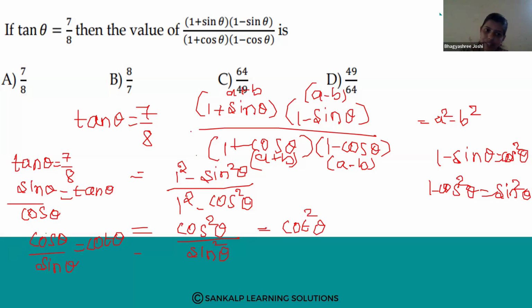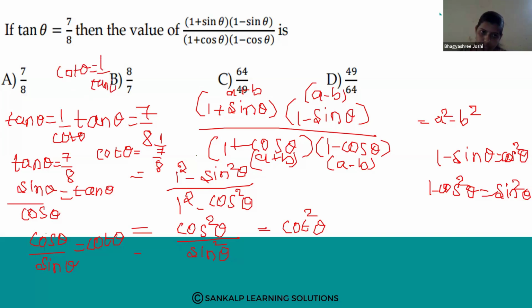If the tan value is 7 divided by 8, then what is the value of cot theta? Cot theta means 1 divided by 7 divided by 8, because cot theta is equal to 1 divided by tan theta. Transferring the 8 to this side, it becomes 8 divided by 7. Therefore, the value of cot theta is 8 divided by 7.